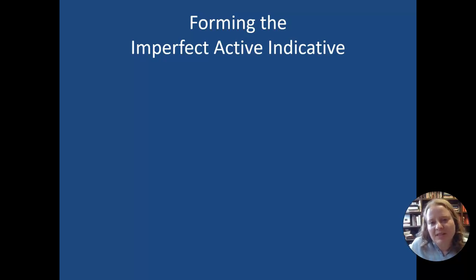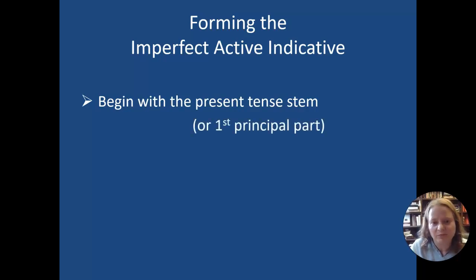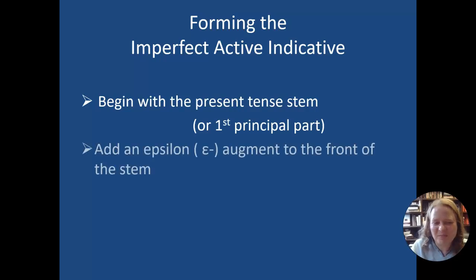So forming the imperfect tense for the active, you begin with the present tense stem. So the stem that you already know. The first principal part is what we're going to start calling it. That's the present tense stem. And then to the front, you add an epsilon, because epsilon is one of the ways that we're going to denote all of our past tense forms. So all of them will have something at the beginning to help us know that they're in the past tense. And so that's really, really important for recognizing it.